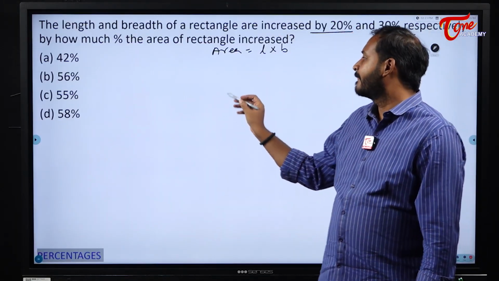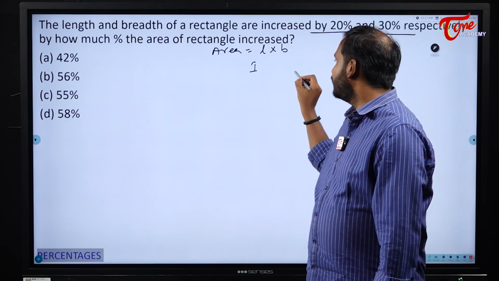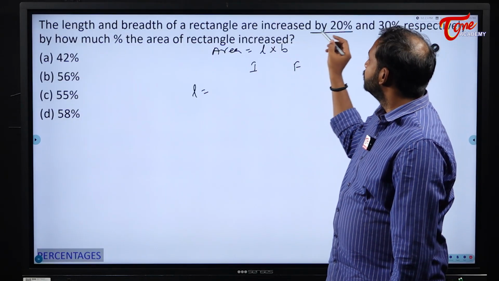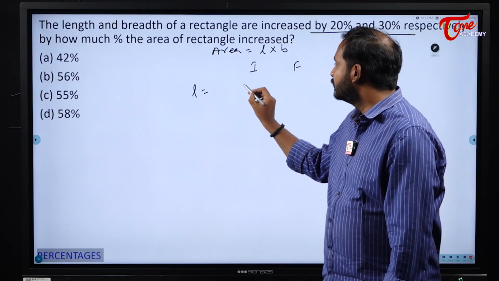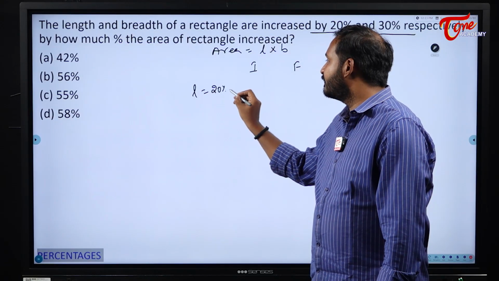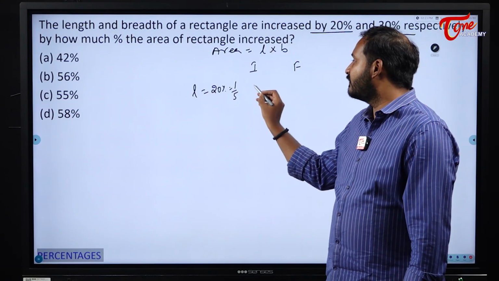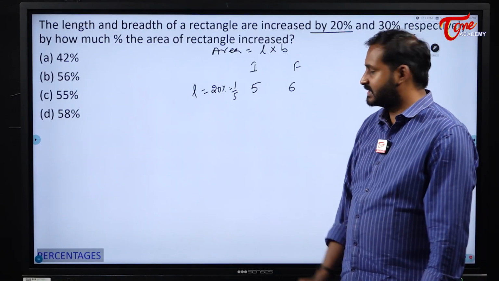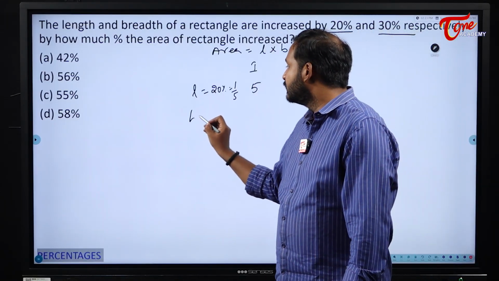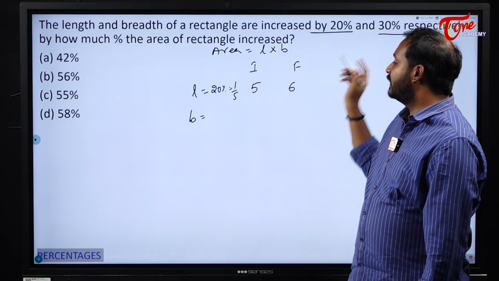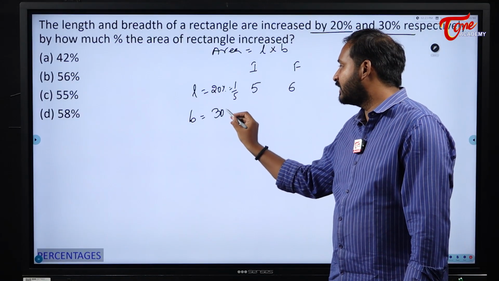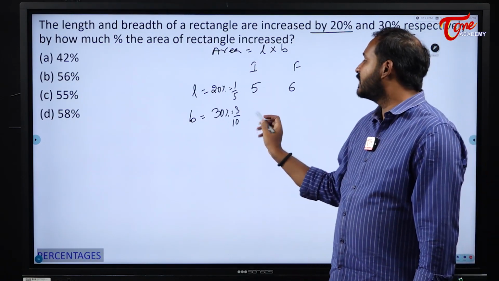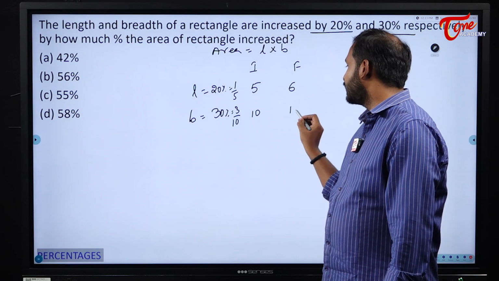Now we will see initial and final. What happened to my length? Length increases by 20%. 20% is 1 by 5. So the initial value becomes 5. Increased or decreased? Increased. So 5 plus 1 becomes 6. When it comes to breadth, breadth also got increased by 30%. 30% we can write as 3 by 10. So the initial value becomes 10 and the final value becomes 13.